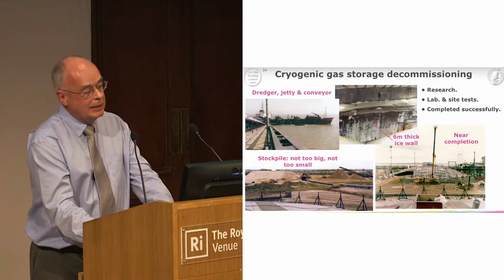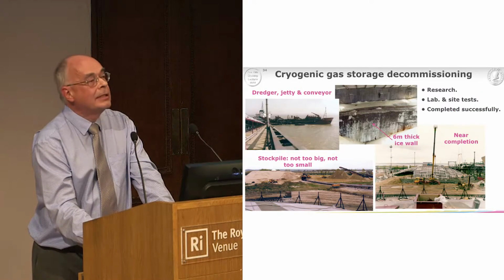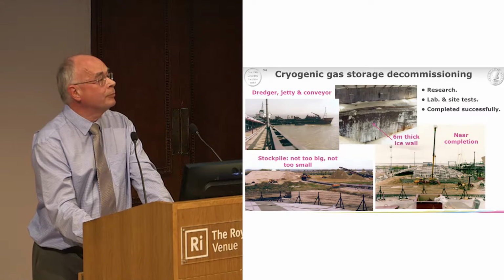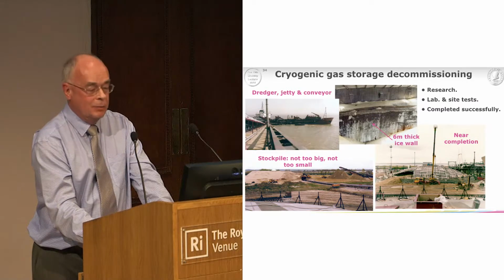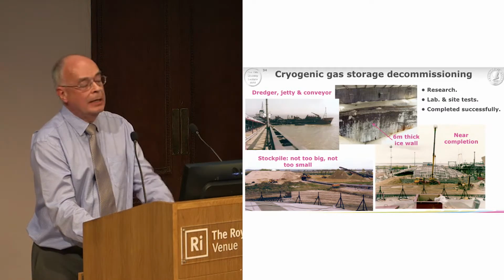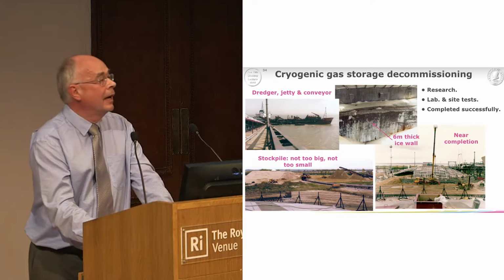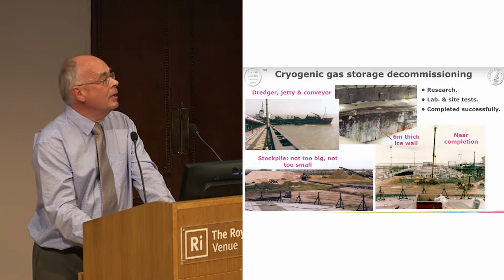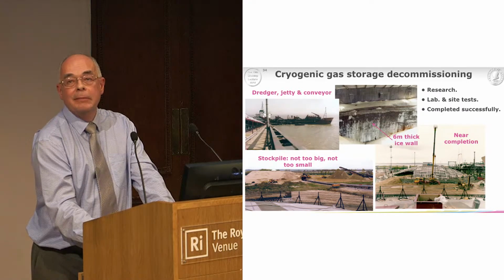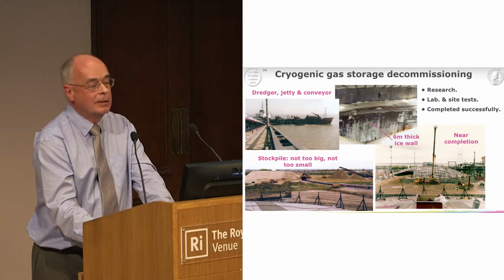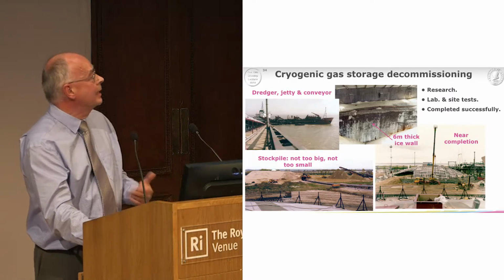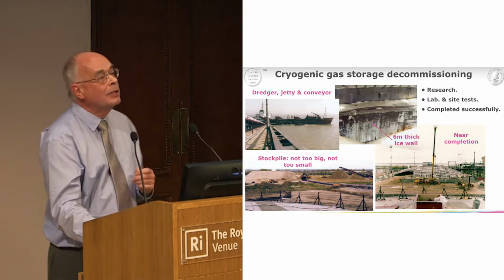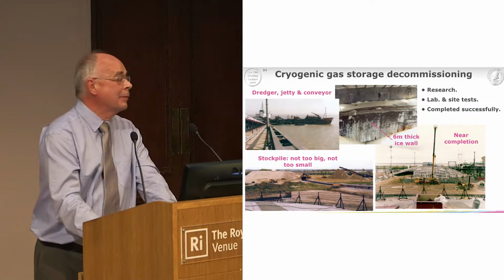Anyway, here are some pictures just to show the scale of what was going on. On the top left, there's the jetty and the dredger and the conveyor system. Below that is the stockpile. And on the bottom right, they've just finished one of the tanks. You can see they're starting to take the roof off. At that time, you could get in and you could see the ice wall at the top in the middle picture. This was a very early job, as I said. It was one of the first that made me think that if you do a decent amount of research, you do some proper laboratory and field testing, including mucking around with liquid nitrogen and all sorts of things, you can actually complete a job successfully, even though no one's ever done it before.